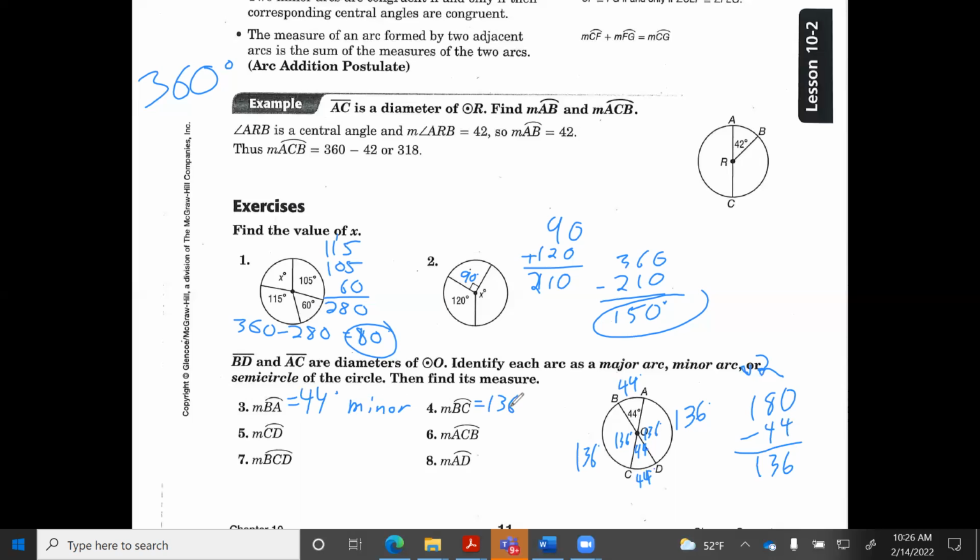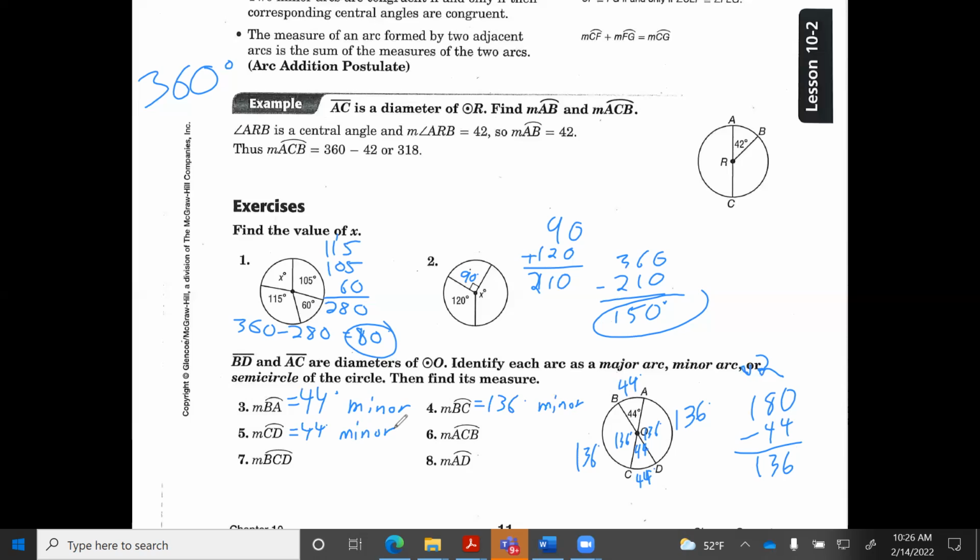136. I already found that. Good. And it's between 0 and 180, so it's minor. All right. Then we had CD. CD is again 44. Also minor.